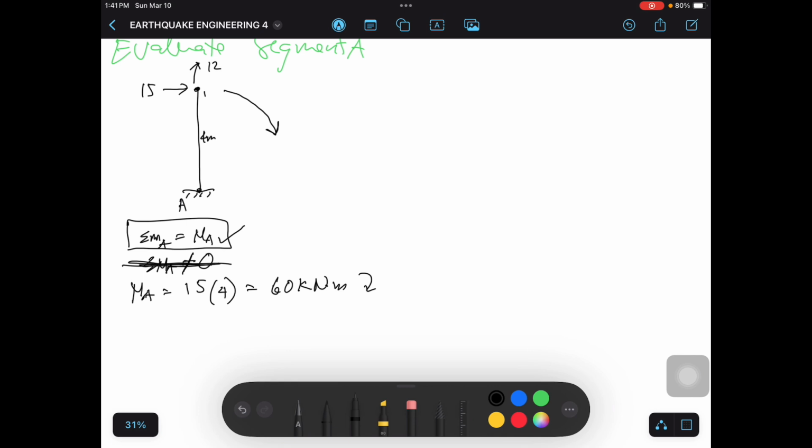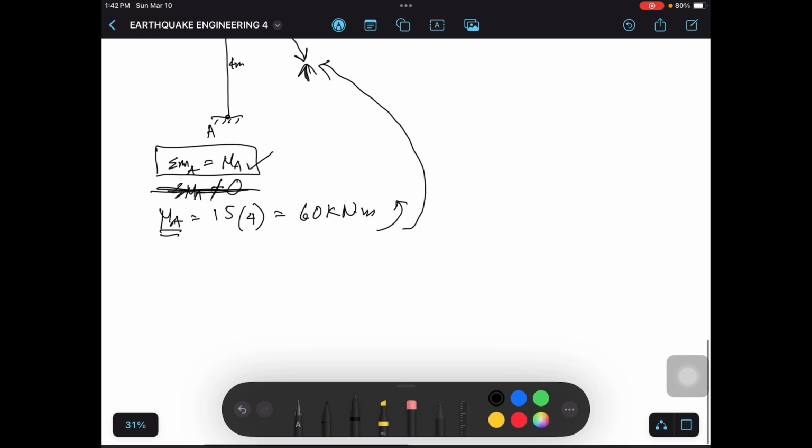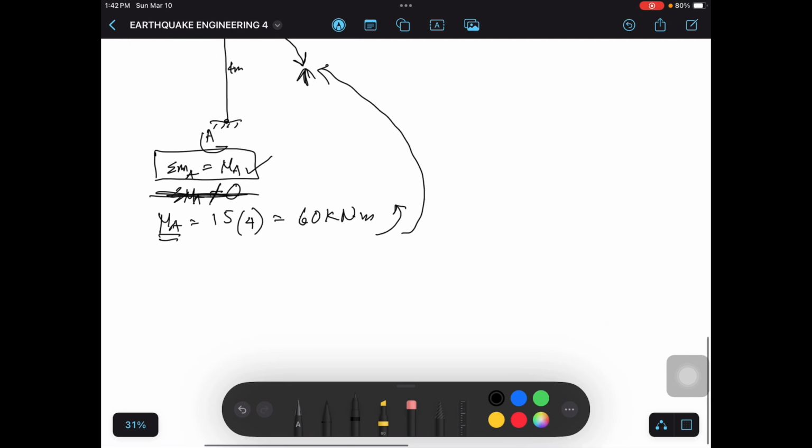So, ang direction ni moment sa A is counterclockwise. Siyempre, ika-counteract niya yung moment produced ni 15 kilonewton. Kaya, dapat it opposes this one. Kaya, counterclockwise. Ito yung moment A, pag ganyan siya.